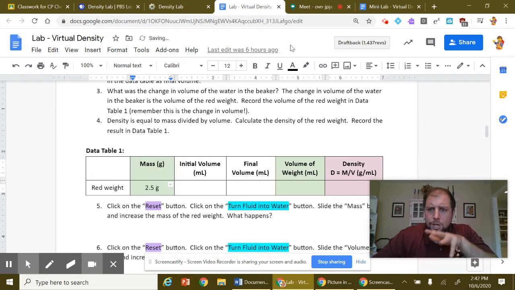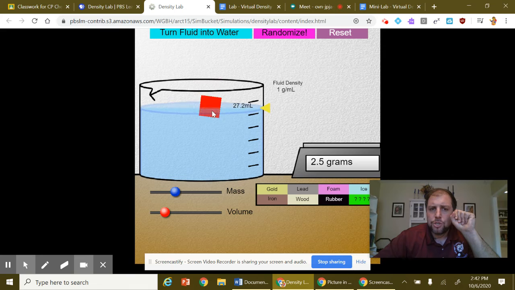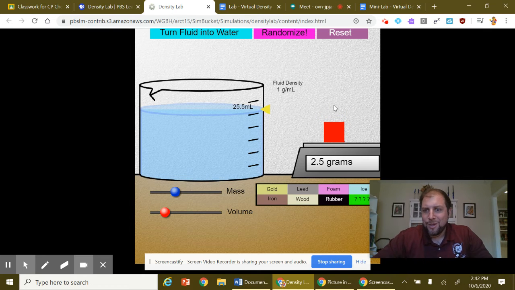Now you have to figure out the volume of this sample, and you do that using the water displacement method. Here's how that works, a little reminder I showed you in class. If we drop this weight into the water, how much does the volume of the water go up? The amount that the water volume goes up is the volume of the weight, this little item.